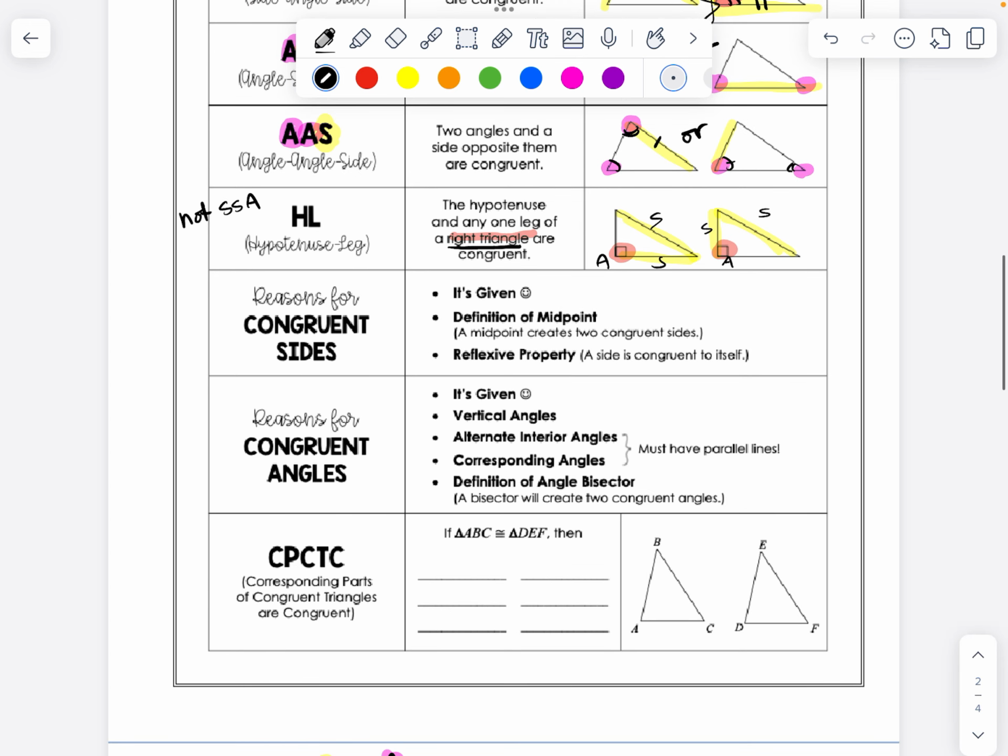Now, we know all this. We've done this. Sometimes you have midpoints that have congruent sides. Sometimes you have reflexive property that has congruent sides. Sometimes you have vertical angles, all that kind of stuff. Today, we're not talking about CPCTC. We'll get there.